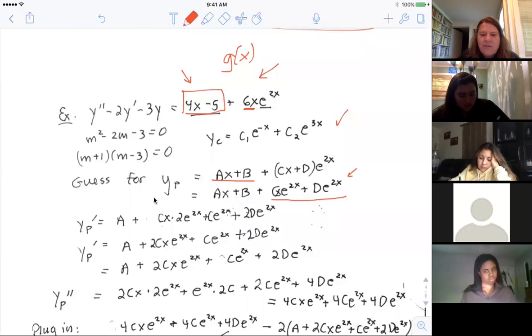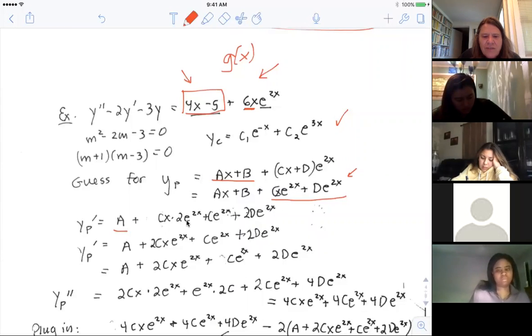So the first thing I'm going to do is take y prime. Fortunately, the derivative of ax plus b is just a. So that's nice. The next one, the cx e to the 2x, is the first, cx, times the derivative of the second, which is 2e to the 2x, plus the second, e to the 2x, times the derivative of the first, which is c, plus the derivative of this one, of course, is just e to the 2x times 2d.